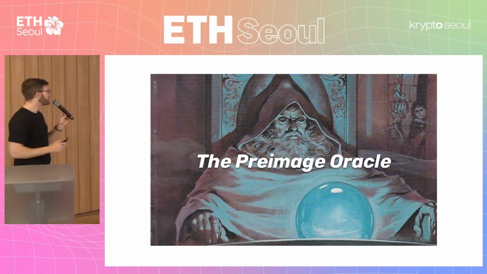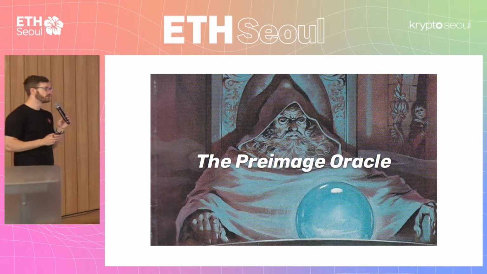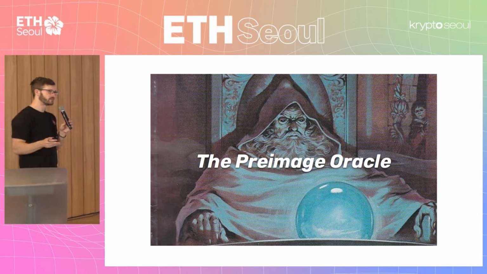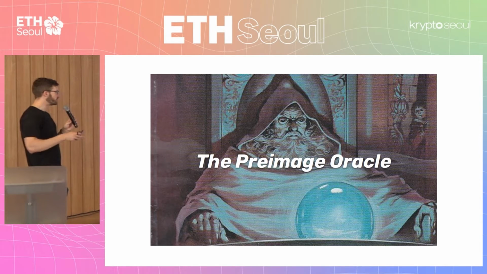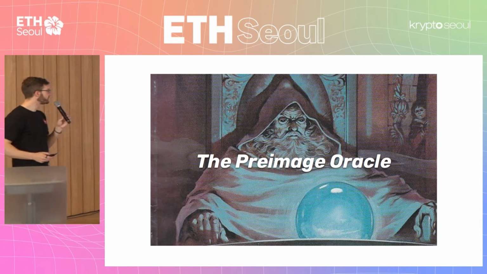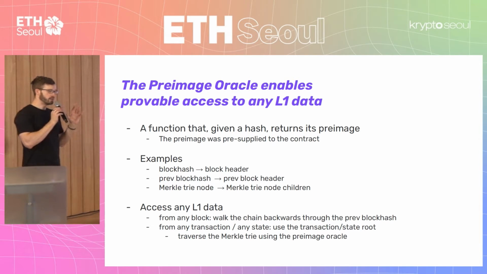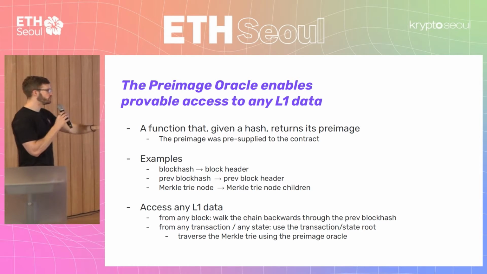All right, so the next thing we need to talk about is the pre-image oracle. The pre-image oracle is a way in which you can access any data on the Ethereum blockchain ever, and you can prove that this data existed there. So how does it work? The interface of the pre-image oracle is simply a function that, given a hash, returns a pre-image of the hash. The pre-image of the hash is the thing that needed to be hashed to produce the hash.